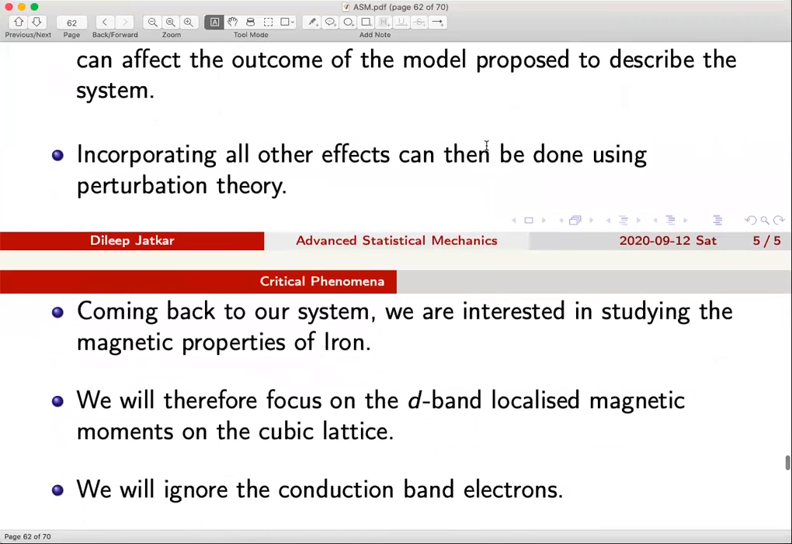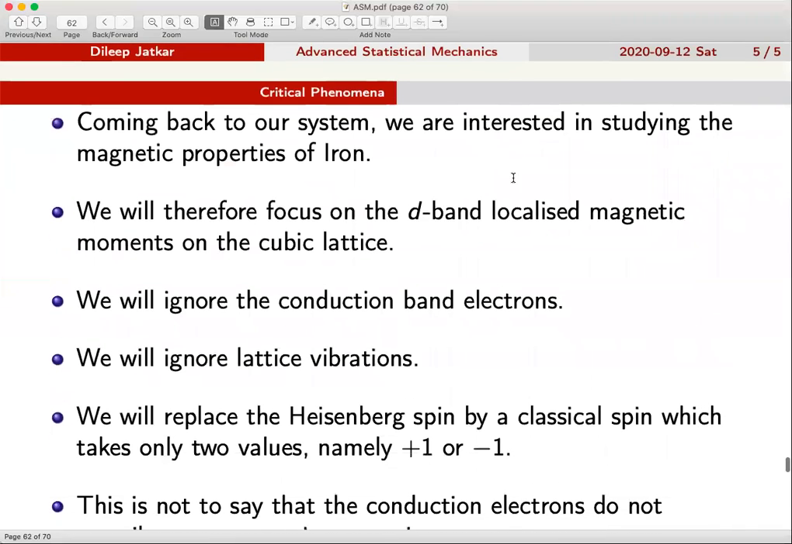So now let's get back to what we wanted to do. And what we wanted to do was to focus on the magnetic properties of iron. So when we want to study magnetic properties of iron, we will therefore focus only on the d band localized magnetic moments, and we would treat those as localized on the lattice sites of the cubic lattice. Now since we are going to focus on these d band localized magnetic moments, we will completely ignore the conduction band electrons, because conduction band electrons are not playing any important role in our description right now.